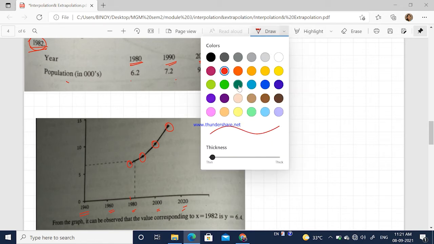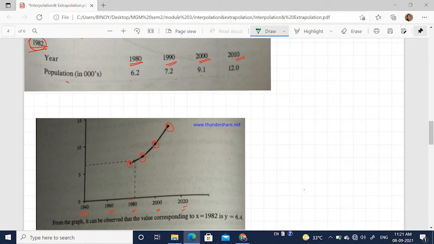Now the next step is to find the population in 1982. So 1982 is somewhere over this point. We draw dotted lines to reach up to the curve, and from this point we draw a horizontal line to the y-axis, and we get the point over here. So when x is 1982, the corresponding y value will be somewhat 6.4 in your graph.